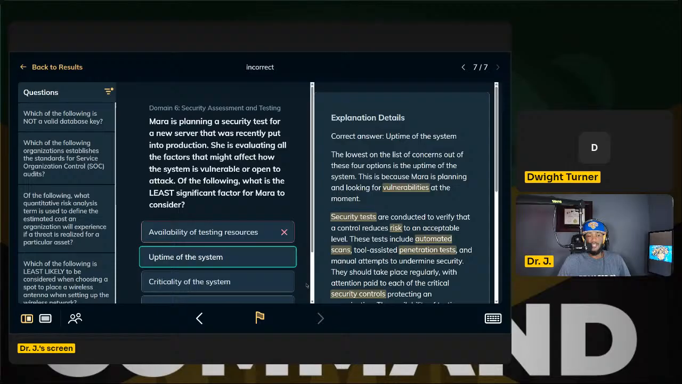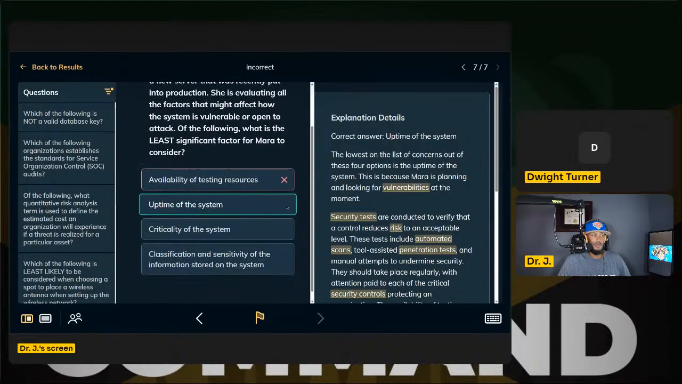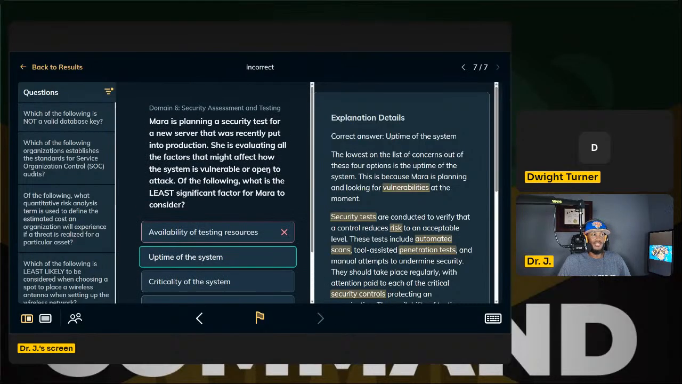This one I guess I have beef with too. Because I thought uptime would have more importance here, but I guess not.